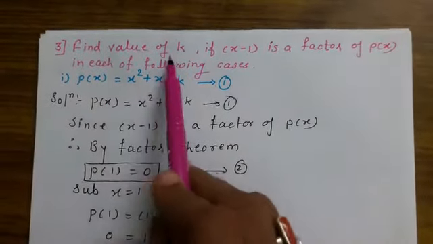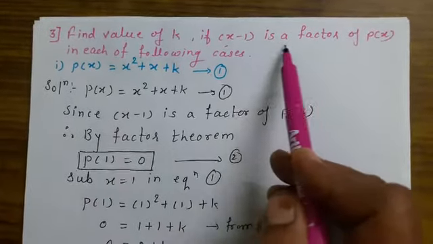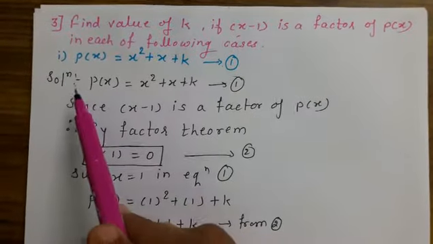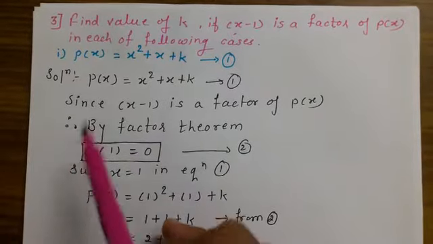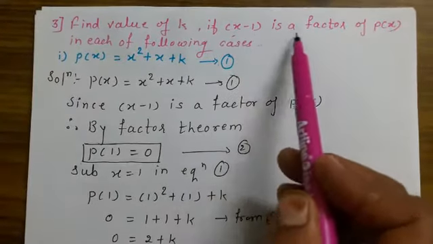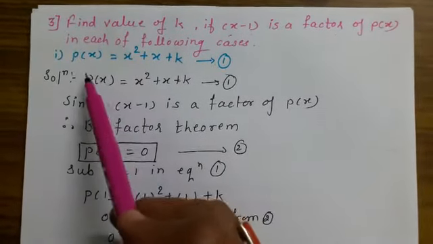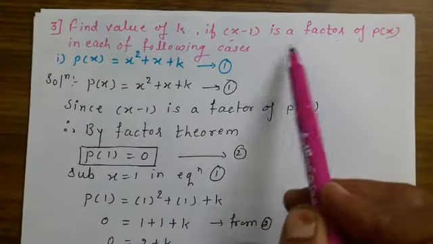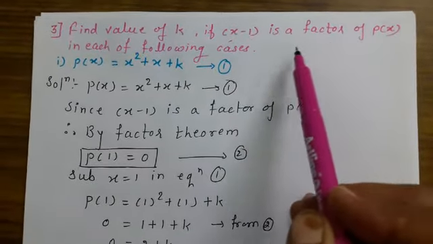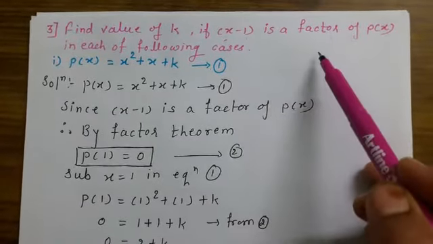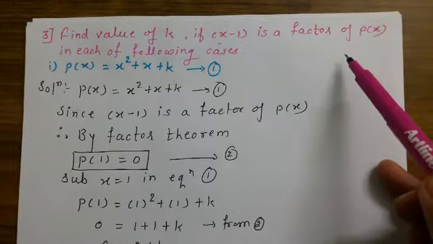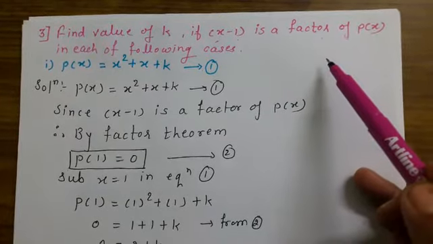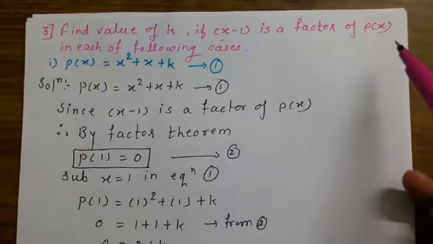Third problem: find the value of k if x minus 1 is a factor of P of x in each of the following cases. They have given 4 sub-questions, and everywhere x minus 1 is a factor. So we will use the factor theorem vice versa. When we wrote the statement of the factor theorem, we wrote that if x minus a is a factor of P of x, then the remainder is equal to 0, and if the remainder is equal to 0, then we say that x minus a is a factor of the given polynomial.